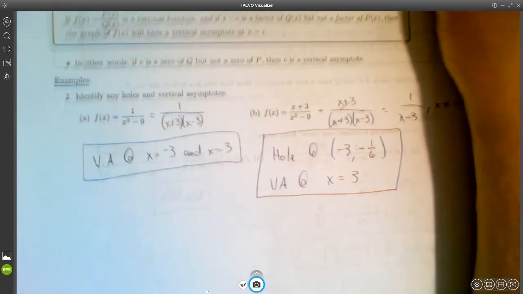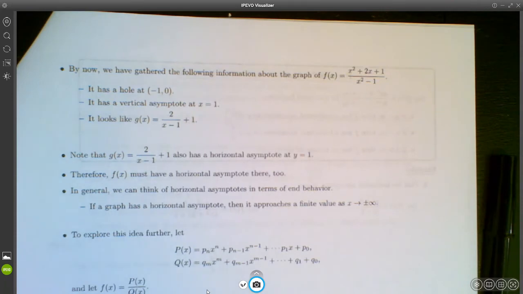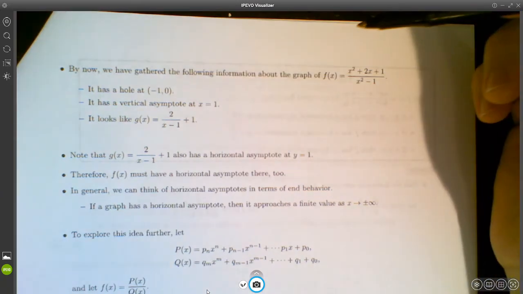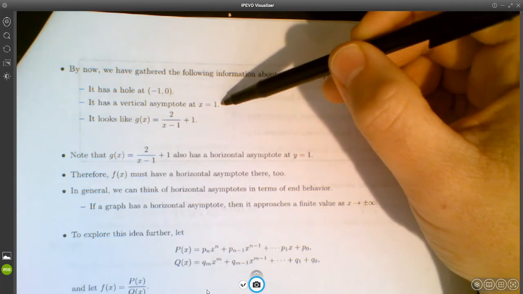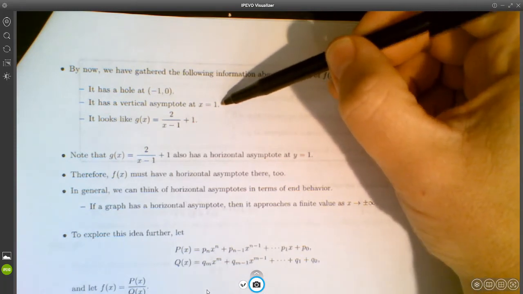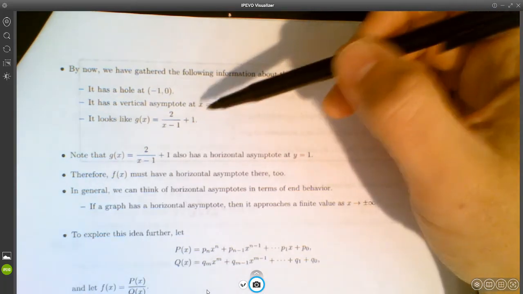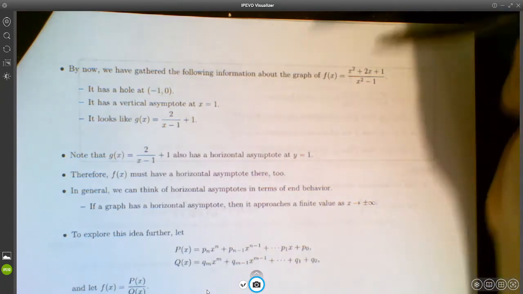All right, so that's how holes and vertical asymptotes work. Okay. So by now we've gathered the following information about the graph of f. It has a hole at negative 1, 0. It has a vertical asymptote at x equals 1. And it looks like g of x equals 2 over x minus 1 plus 1.